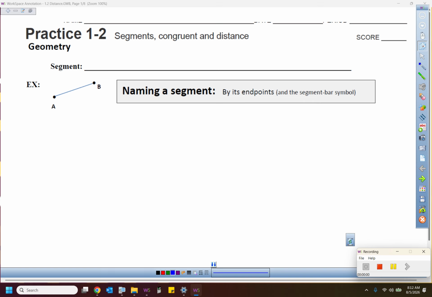All right, this is lesson 1-2 in geometry. We'll start off today talking about a segment. Last time was points, lines, and planes. Today is segment, which we all probably have seen before, is part of a line with two endpoints.